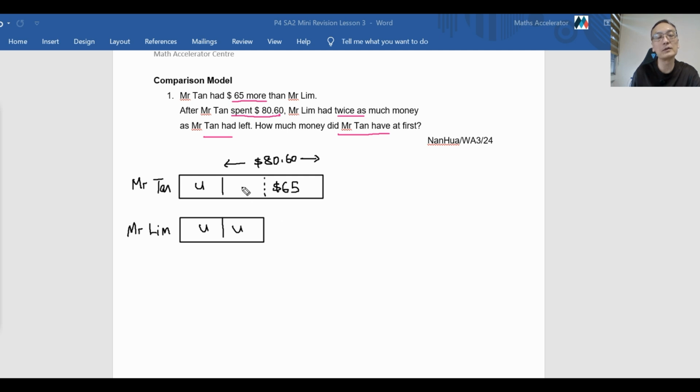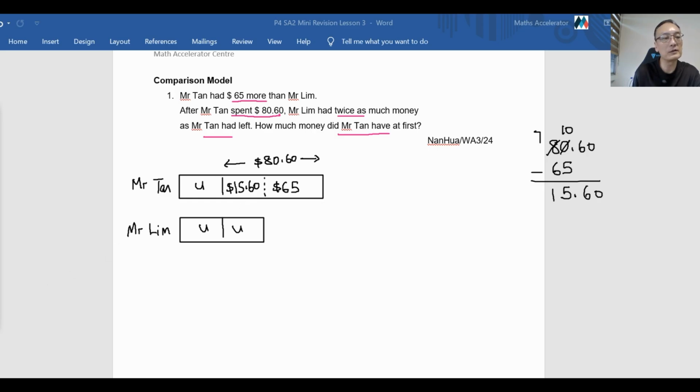Okay, so we have this box here that we need to calculate the value. So to find the value for this box, we have to find the difference between $80.60 and 65. Okay, let's carry out working over here. So 0 cannot minus 5, borrow from 8. 10 minus 5 is 5, 7 minus 6 is 1. So we know that this portion is $15.60.